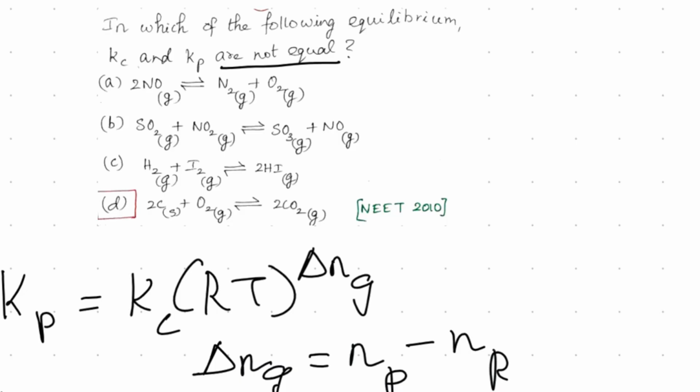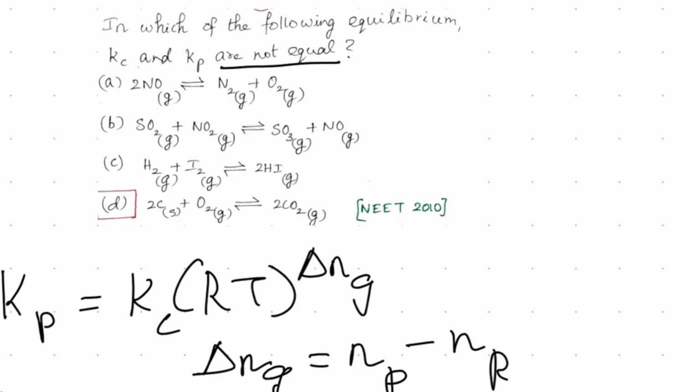Out of the 4 options, look at the first option: 2 moles of NO giving 1 mole nitrogen and 1 mole oxygen, 1 plus 1, 2. Second option, 1 mole SO2 and 1 mole NO2. So, Nr is 2. Product side also, Np is equal to 2. Third option, option C, here also, Nr is equal to 2, Np is also 2.